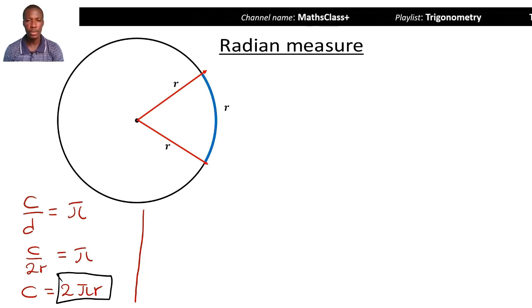Alright, with this said, let's look at the total number of radian angles we can find in a complete revolution.